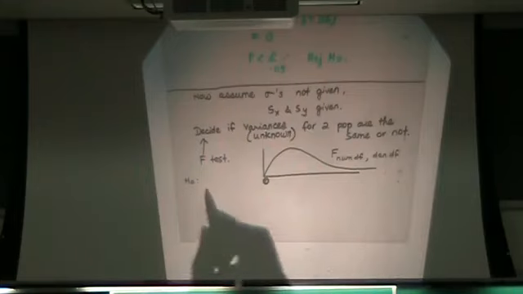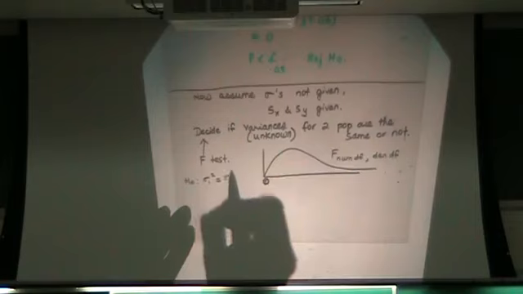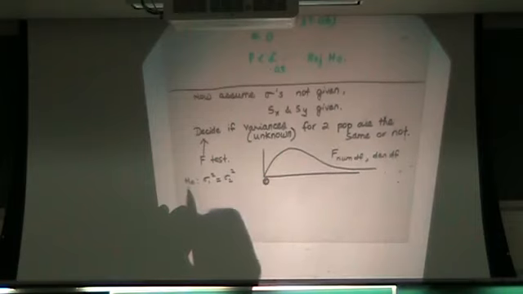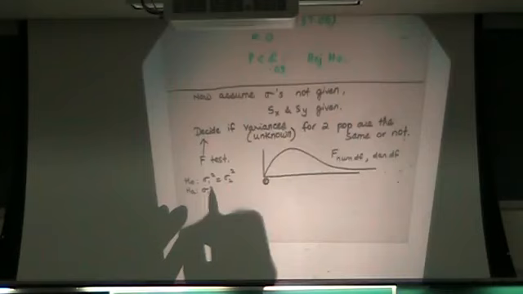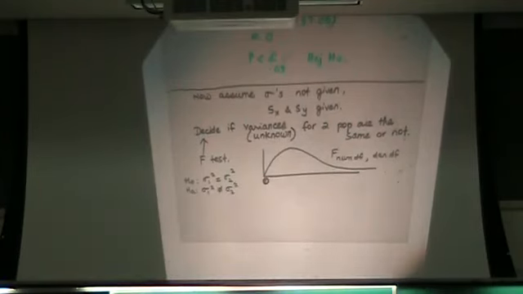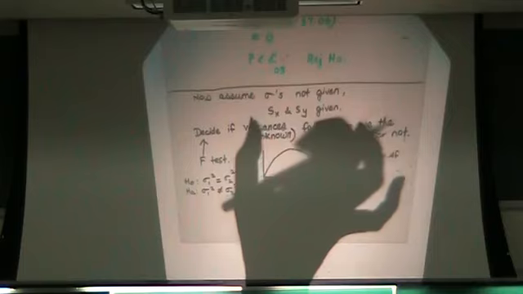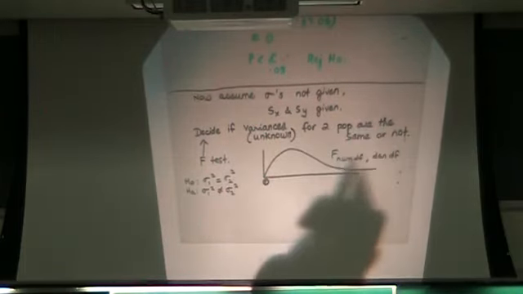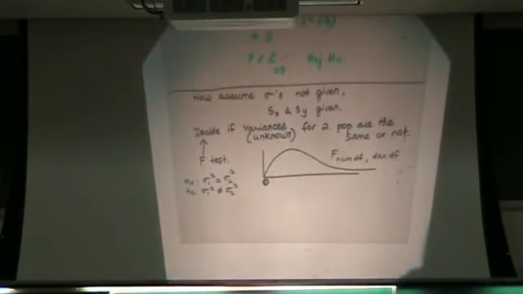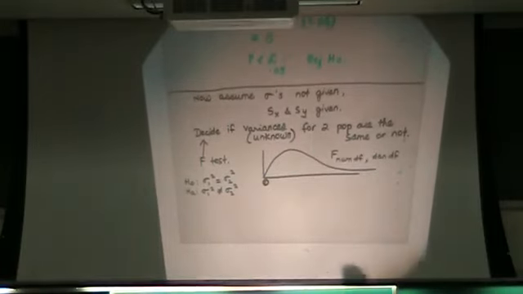So I'm testing H naught, sigma 1 squared equals sigma 2 squared versus HA, sigma 1 squared not equal to sigma 2 squared. Because after all, the first thing I have to decide is, do these two populations that I'm talking about here, whose S's are given to me, have the same variance or do they not have the same variance? So I'm going to use the S's to decide if the variances are the same or not.